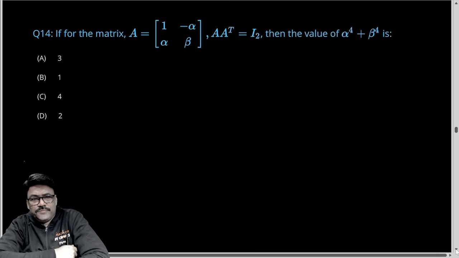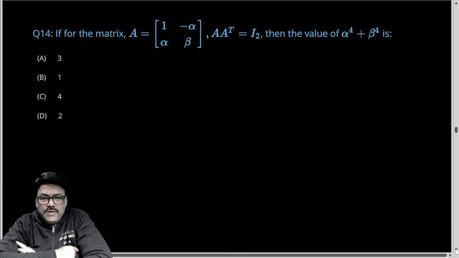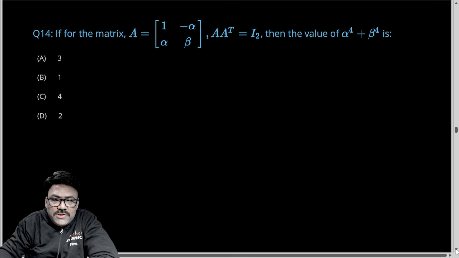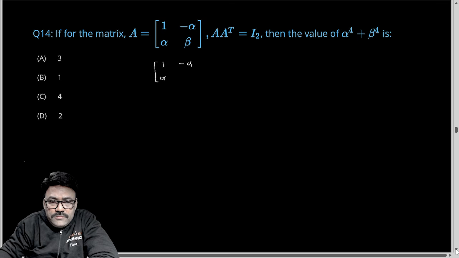Okay, see this question. This is from matrices. A is a given matrix of 2 by 2. A A transpose is I. What will be alpha 4 plus beta 4? So let's multiply A with A transpose. So A is 1 minus alpha beta.